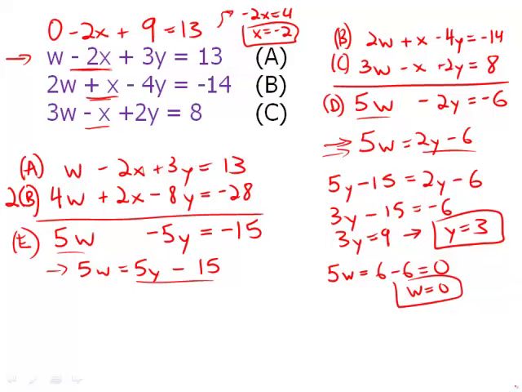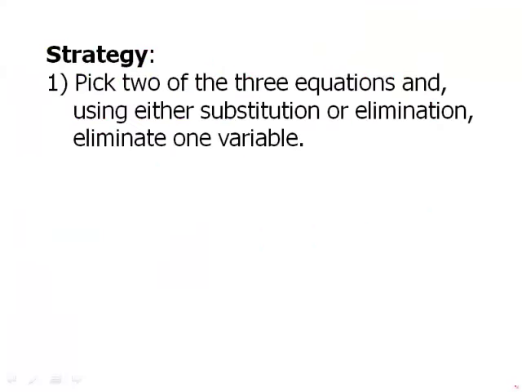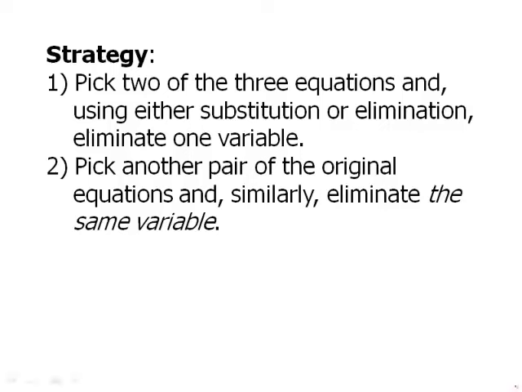Again, notice that the strategy I used was to reduce the 3 equation, 3 unknown scenario to a 2 equation, 2 unknown scenario. So just to summarize, first of all, I'm going to pick 2 of the 3 equations, and using either substitution or elimination, eliminate one variable. Incidentally, 99% of the time, it's going to be much easier to use elimination rather than substitution. Then I'm going to pick another pair of those original equations, and similarly, eliminate the same variable.